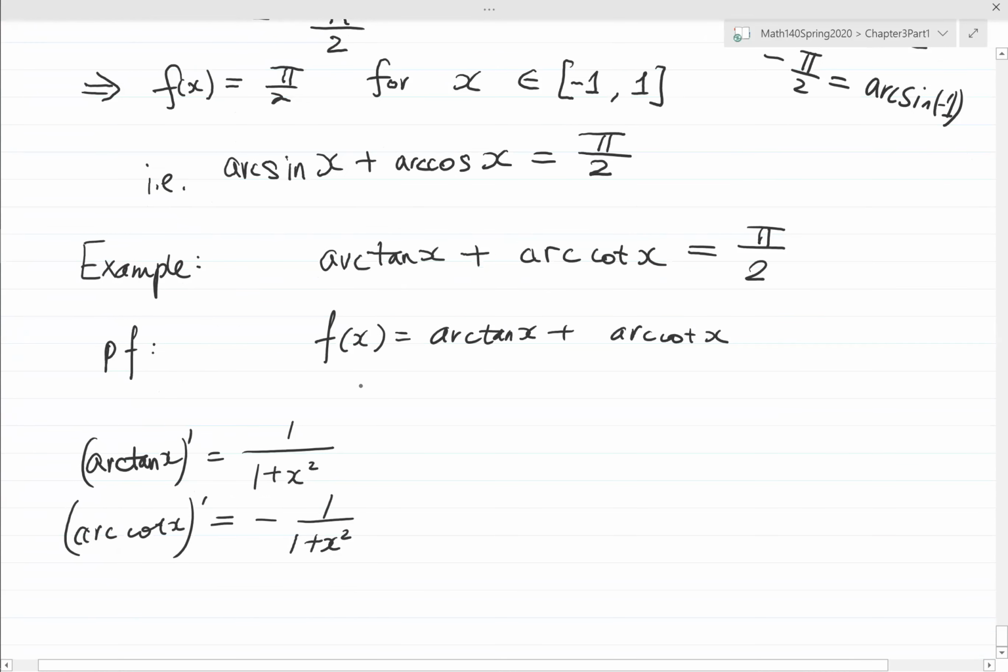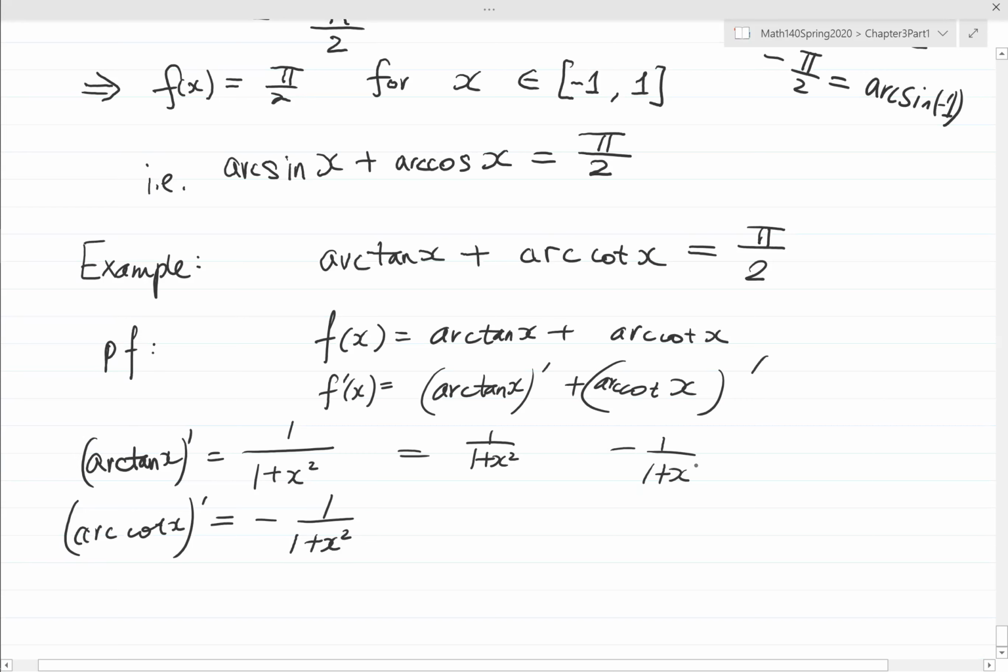Okay. So the derivative of f will be, we distribute the differentiation. Then we get 1 over 1 plus x squared, and the arccotangent derivative gives negative 1 over 1 plus x squared. So the difference is actually 0. Okay, the difference is 0. So f is actually constant. f(x) is constant.